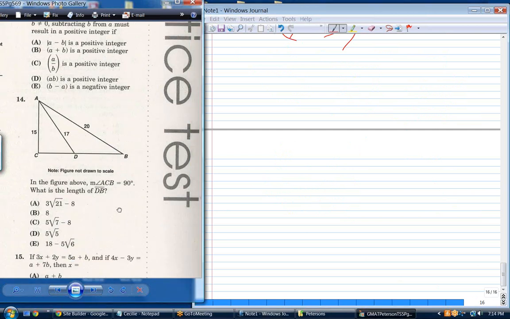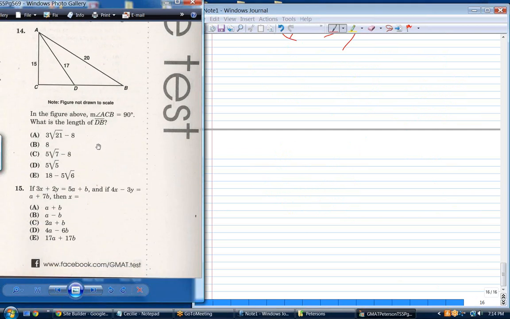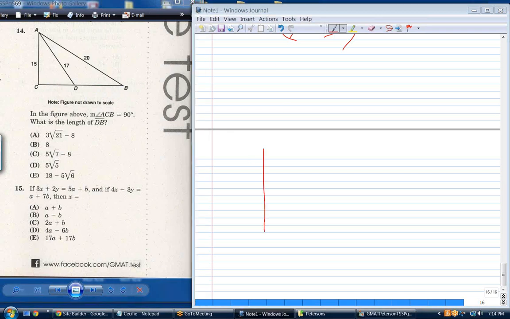Number 14. In the figure above, there's no m on that figure. That means the measurement of angle ACB is 90 degrees. So this is a right angle. What is the length of D to B? Well, if I was to guess, I would say that that is a 90, 30, 60.